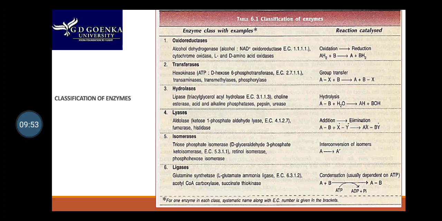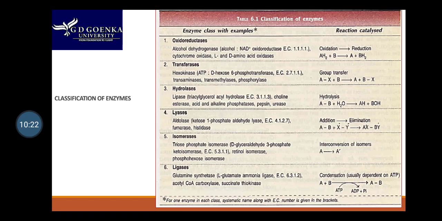This is oxidoreductase, for example dehydrogenase, cytochrome oxidase, L-D-amino acid oxidase. The type of reaction catalyzed is an oxidation-reduction reaction. You can see AH2 is a compound and B is another compound. So AH2 is the reduced form and B is the oxidized form. So oxidation of AH2 gives A and reduction of B gives BH2.